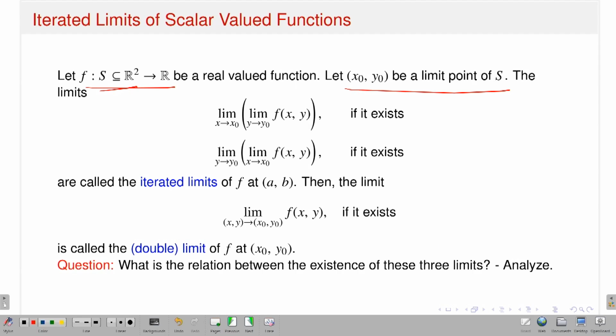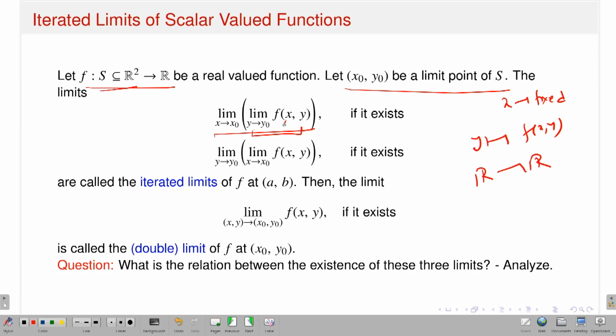Then what is the meaning of this object? What is the meaning of this limit? What I am doing is that you think of x as a constant variable. So suppose x is fixed. Now consider the function y goes to f of x, y. What kind of function is this? This is a function from R to R. Now you can talk about the existence of limit as y approaches y naught.